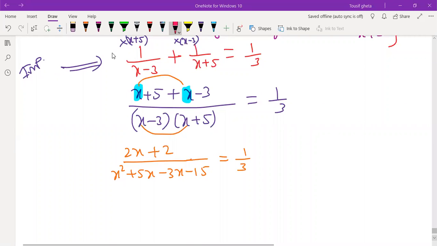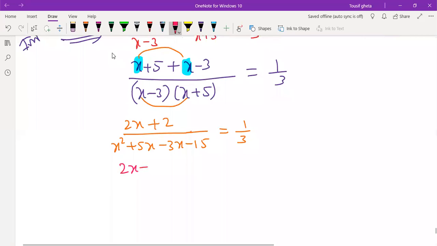So now we will simplify further. 2x plus 2 divided by x square, 5 minus 3 will get plus 2x minus 15.